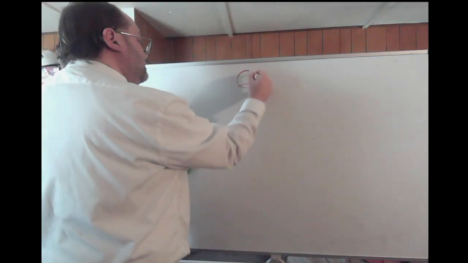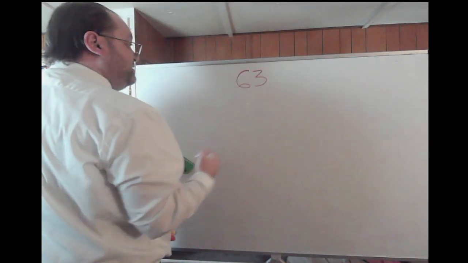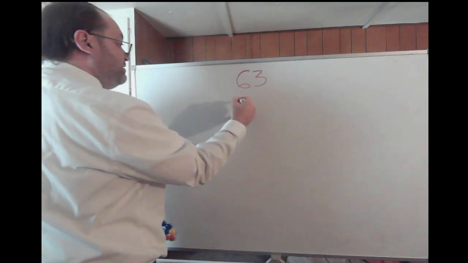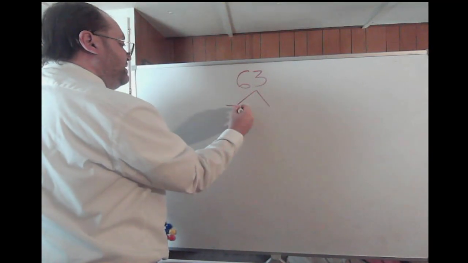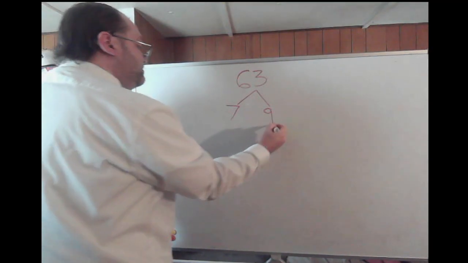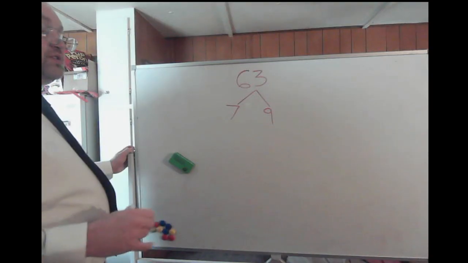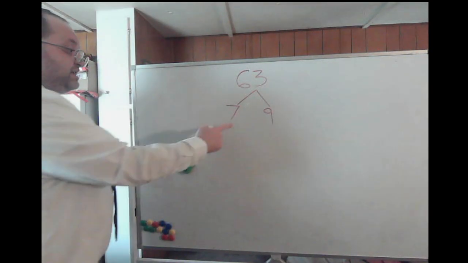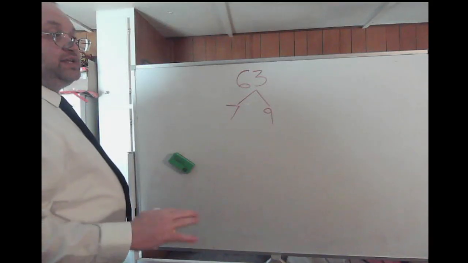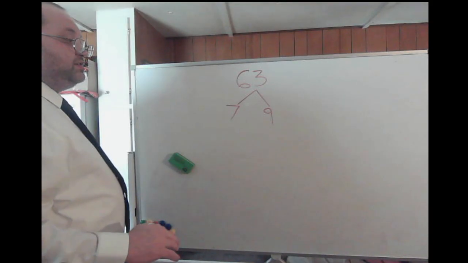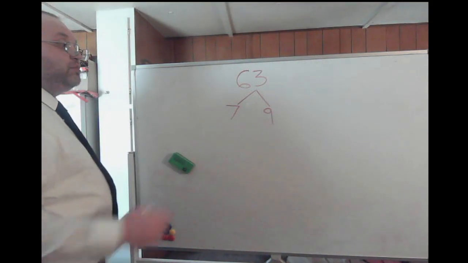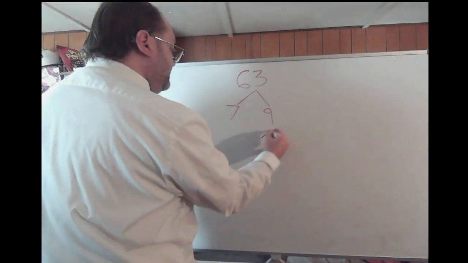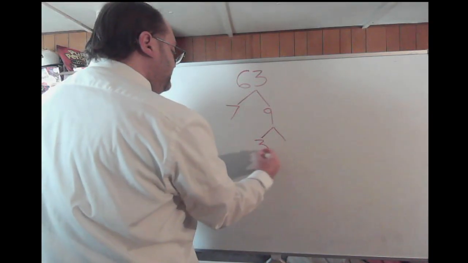Alright, then we got 63. Let's say we decide we're going to factor 63. Well, some great factors we know are 7 and 9. 7 and 9 are certainly factors of 63. There's others, but these are probably the simplest to work with. Can we factor 7 any further? No, that's a prime number, so it's just 1 and itself. We can't do anything further with 7, but we could certainly do something further with 9. 3 and 3 are factors.